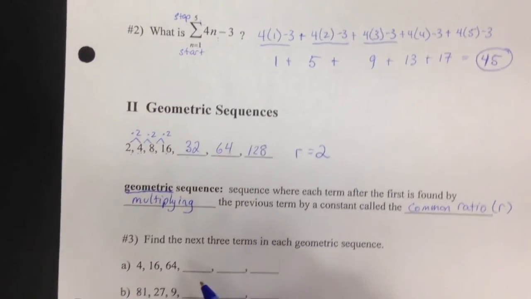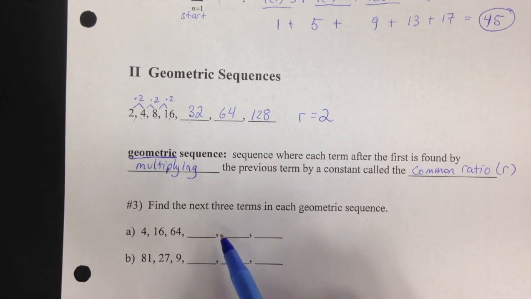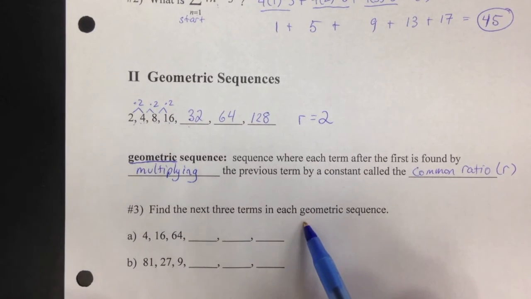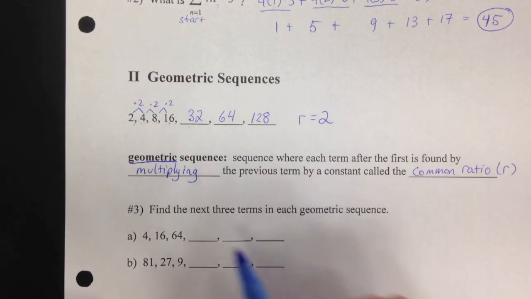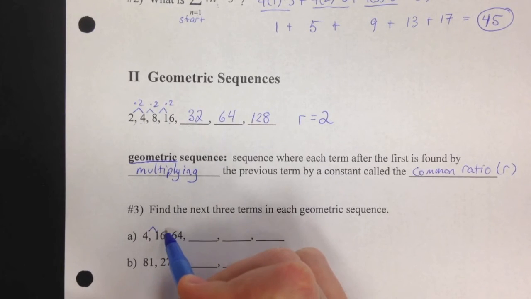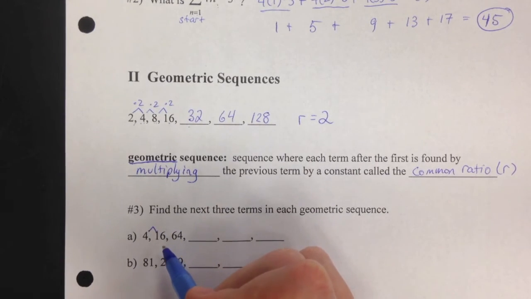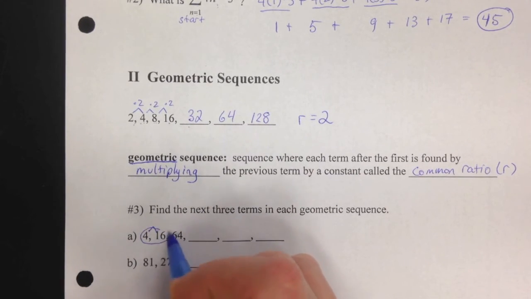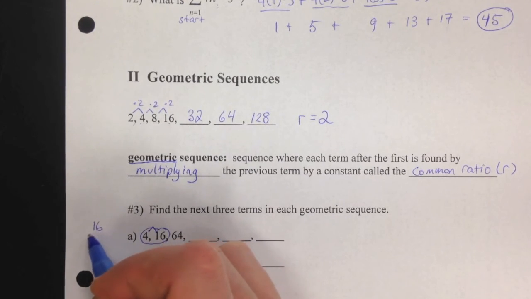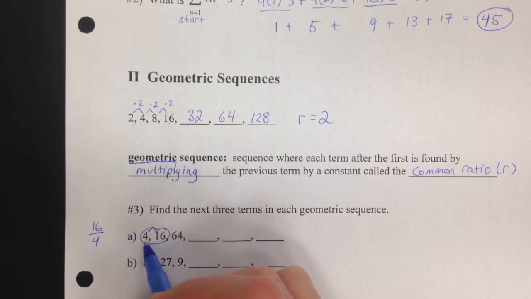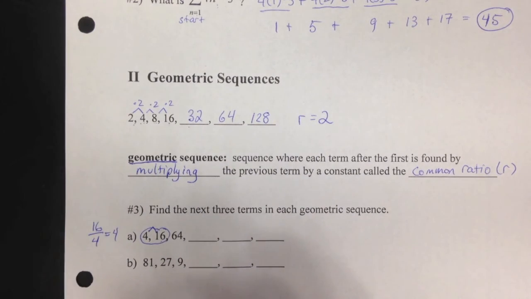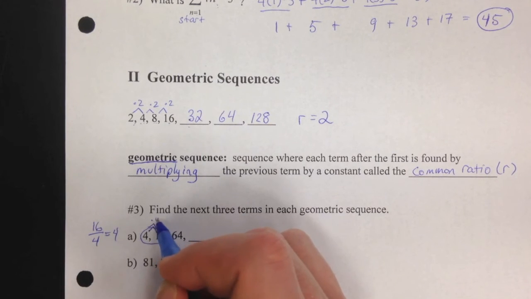So let's look at number 3. Find the next 3 terms in each geometric sequence. So again, geometric means that you are multiplying to get to the next number. So 4 to 16, 16 to 64. If you know it's geometric, or if they tell you it is, if you want to find the ratio, take 2 numbers. So take 4 and 16. Divide them. Okay, take the second number divided by the first. 16 divided by 4 is 4. That's my common ratio. So 4 times 4 is 16.